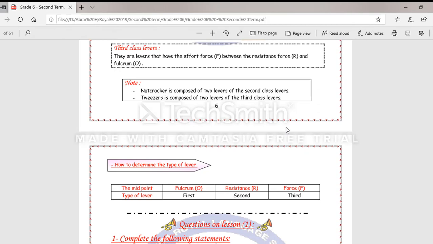So how can we determine the type of the lever? Number 1, we determine the position of the effort force, resistance force, and fulcrum. Number 2, identify the middle point of the lever. And number 3, determine the type of the lever as in the following table. For example, if the middle point was the fulcrum, it's a first class lever. If the middle point was the resistance, it's a second class lever. And if the middle point was the effort force, it's a third class lever.